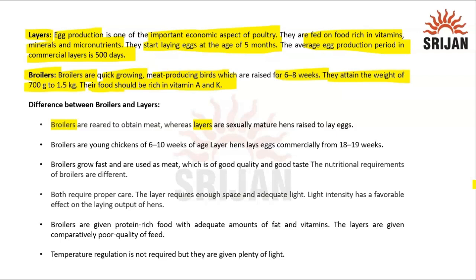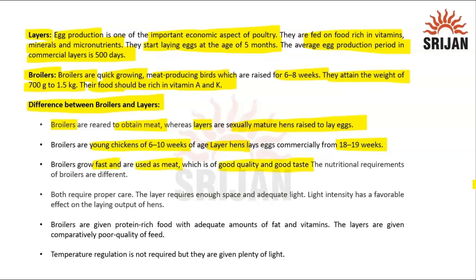Now, if I say the exact difference between the two, as I said, broilers are raised to obtain meat and layers are sexually mature hens raised to lay eggs. Very important is the time period. Broilers are young chickens of 6 to 10 weeks, whereas layer hens are raised commercially from 18 to 19 weeks, which is about 5 months. Broilers grow very fast and are used as meat, which is of good quality and good taste, and their nutritional requirement is obviously different, as we have discussed above.